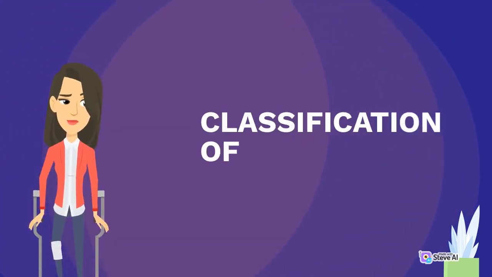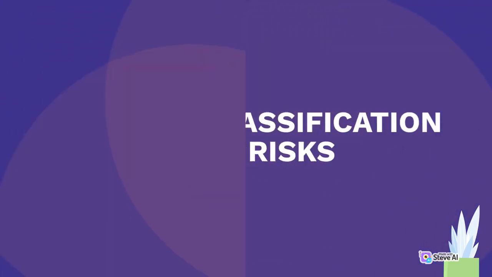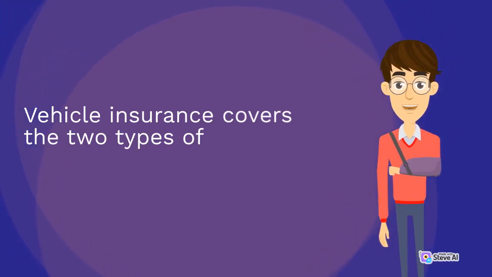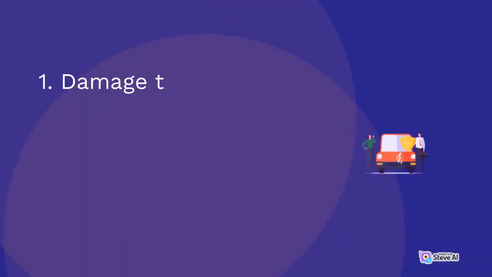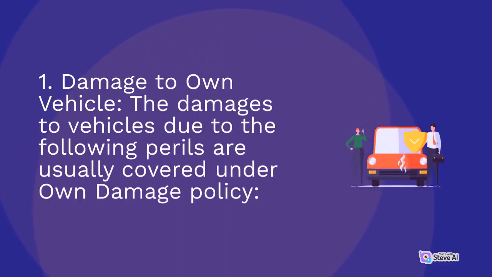Classification of risks. Vehicle insurance covers the two types of risks which are as follows. 1. Damage to own vehicle. The damages to vehicles due to the following perils are usually covered under own damage policy.